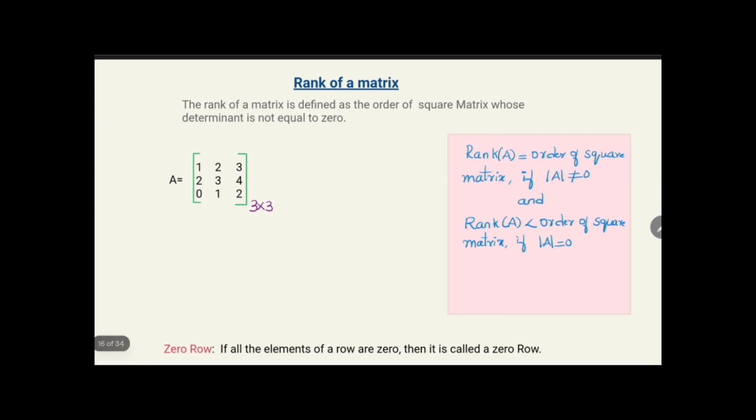Next, let's go to the next topic, that is rank of a matrix. The rank of a matrix is defined as the order of the square matrix whose determinant is not equal to 0. So what is the condition here? Determinant should not be equal to 0.